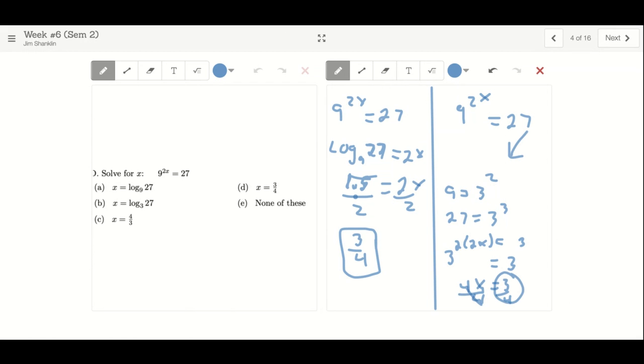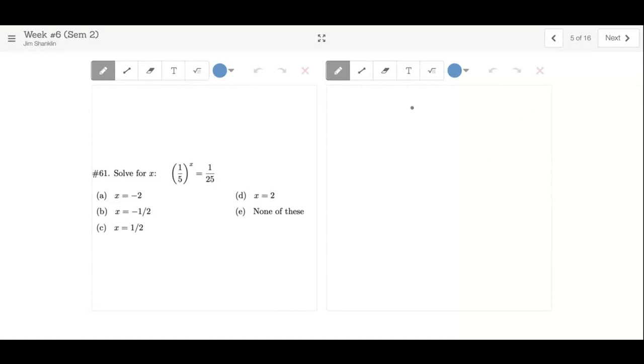I'm going to let you guys do a little bit of work this time by yourselves. Okay, so number 3 on the practice, we have 1/5 to the x power is equal to 1 over 25. Now, some of you would be able to do this in your head. I mean, there's not a lot of work to do on this problem. Can anybody tell me what the answer is right off the bat? Just by looking at it? Yeah, 2. Exactly. Because 1/5 to the second power is 1 over 25. Okay, so not a lot of work to do on this problem.